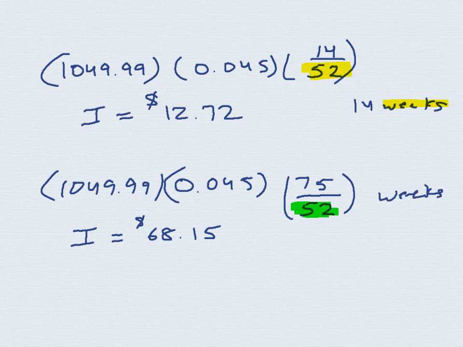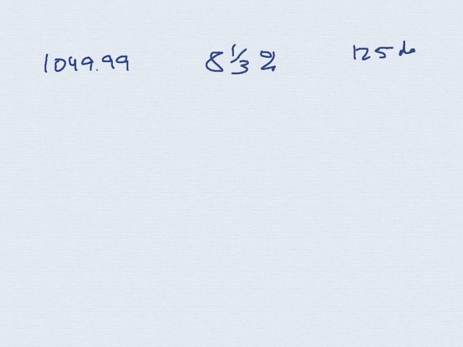Let me give you one more example. Say you're going to borrow the same amount of money, but you went to a bit of a loan shark, and they are offering you a higher rate of 8 1/3%. And they'll only loan you the money for 125 days. 125 days, a little over 3 months. Let's figure out the interest.